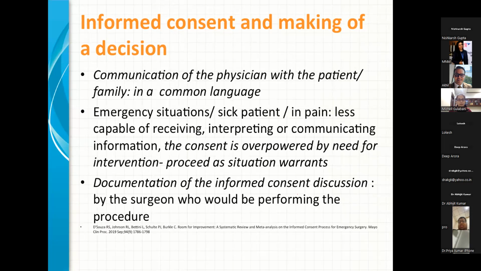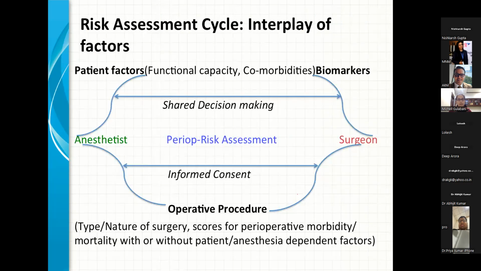Communication between the physician and the patient should always be done in a common language. And lastly, documentation of the informed consent decision by the surgeon who will be performing the surgery is of paramount importance. So risk assessment is basically an interplay of multiple factors between the surgeon and the anesthetist, where shared decision-making and informed consent are very important tools, taking into account the various parameters, and there is no single risk assessment tool which encompasses everything. So it's actually a mix of all these factors, which help in making the informed consent and decision-making easier for the patient and giving clarity and helping the surgeon also.